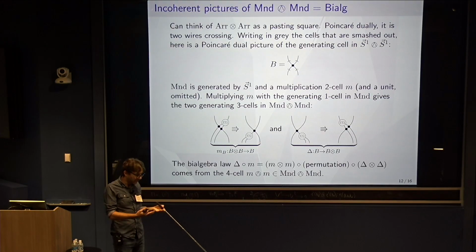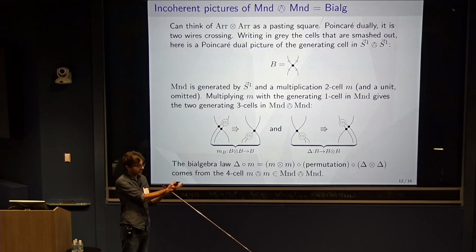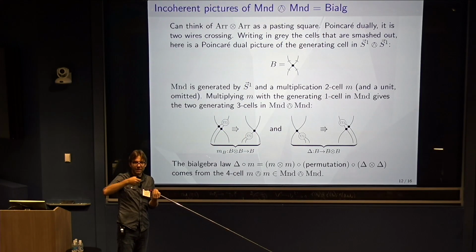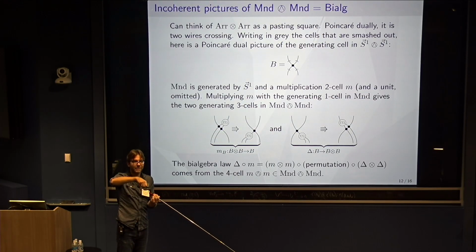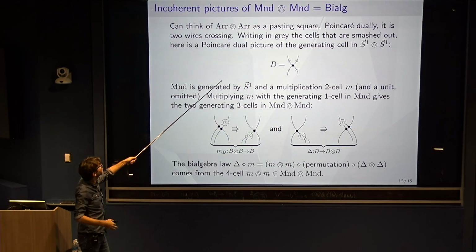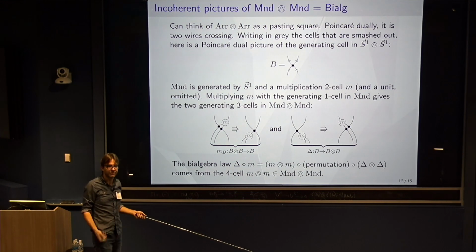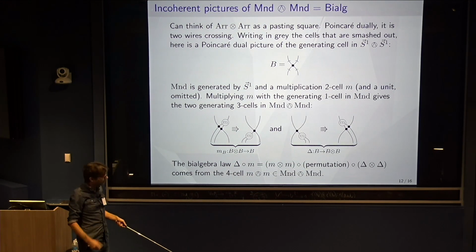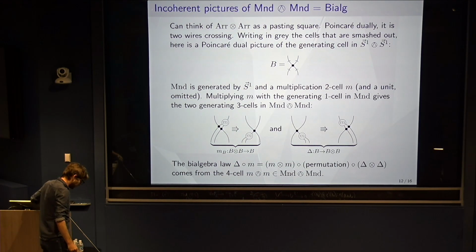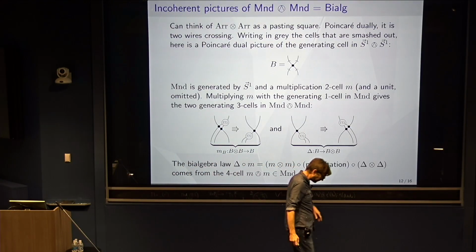And then there's some 4 cell that says that if I take the product of 2 of these and pull them through in different directions, you get some 4 cell that fills it in, and then I'm going down to dimension 3 where that 4 cell becomes invertible. So that's basically why you get monad times monad as bialgebra. That's the incoherent version of it. Okay. So I want you to remember that the square of monad is bialgebra.